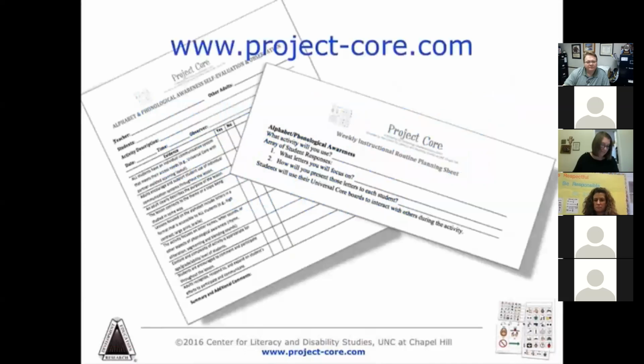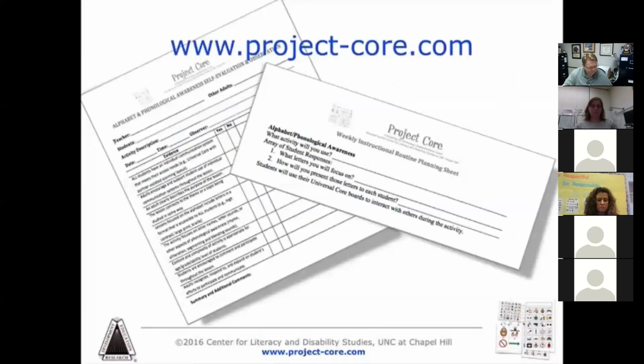On the Project Core website, you will find a planning form that will help you plan alphabet and phonological awareness lessons that link with the theme or topics you are addressing in your classroom. You'll also find a self-evaluation observation form that will help you evaluate your lessons to determine if they have the features described in this module.